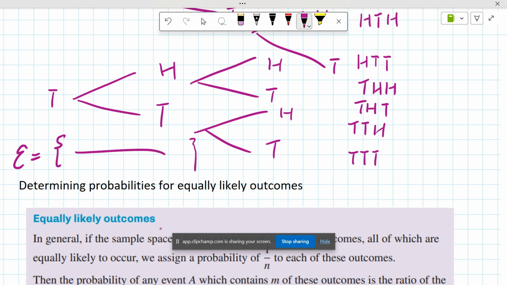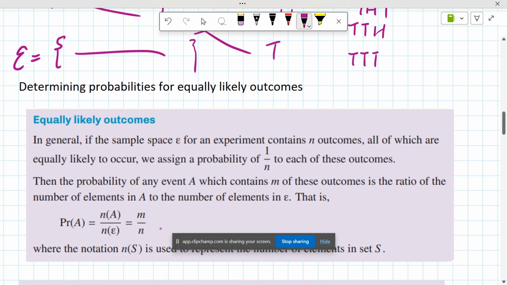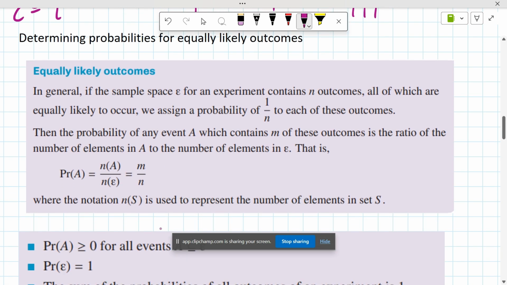All right. Now we're going to determine the probability with equally likely outcomes. For example, if you roll a six-sided die, every single outcome is going to be 1/6. That's what equally likely means.